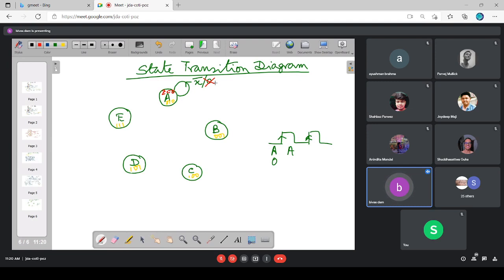So whenever you are in state A, throughout that the output will be 0. Whenever in state B, throughout the output will be 0. Output will be 1 for which state? E. So whenever you are in state E, the output will be 1. So there the outputs will not be associated with the inputs. It will be associated only with the state. So let us go for the Mealy machine.